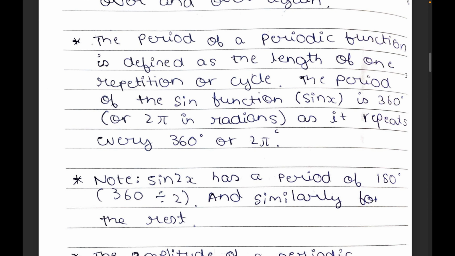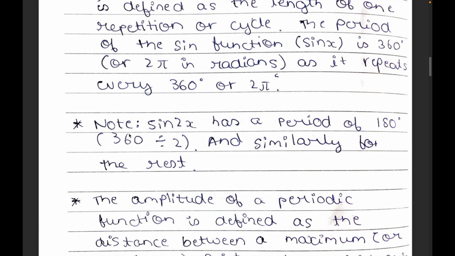And then the period of a periodic function is defined as the length of one repetition or cycle. The period of the sine function, sine x, is 360 degrees, or if you want to write it in terms of radians, it would be 2 pi. It repeats every 360 degrees and 2 pi radians. So that's why the period would be the following.